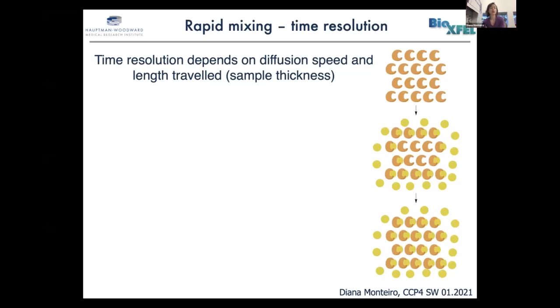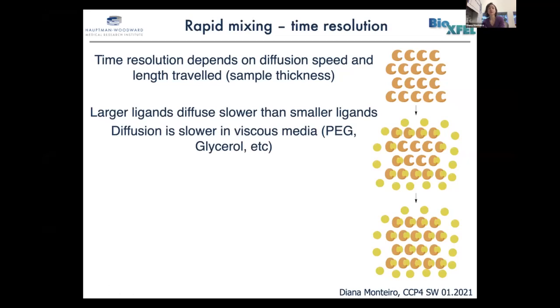This can be a big issue, it can be a small issue, it really depends on your system. So mostly you're depending on your diffusion speed and the length traveled through your sample. Larger ligands will always diffuse slower, and we're talking in certain cases 1 to 2 orders of magnitude difference. And then here is the big problem: diffusion is also slower in viscous media.